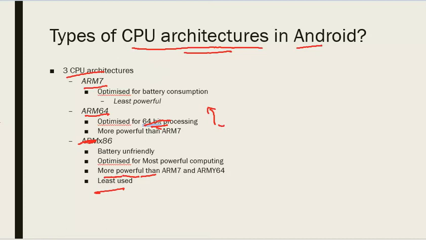So these are the three CPU architectures in Android: ARM7, ARM64, and x86. ARM7 is commonly called just ARM. We don't use the term 7 with it, so you just call it ARM. When you commonly hear ARM, it is normally the ARM7 architecture. It's the most common in Android phones, but the latest phones also have ARM64.